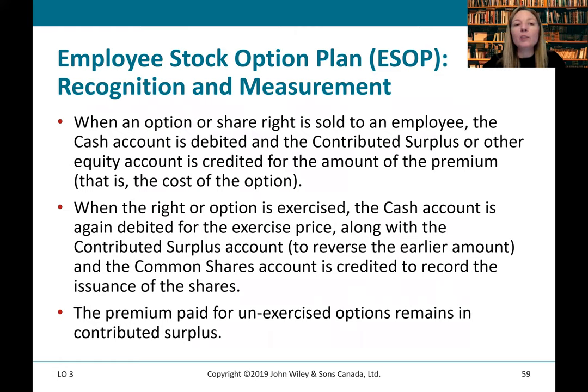So when an option or share right is sold to an employee, cash will be debited and contributed surplus will be credited for the amount of the premium. When the right or option is exercised, the cash account is again debited for the exercise price, along with the contributed surplus to clear it out, and the common share account will be credited to record the issuance of the shares. Any premium paid for unexercised options will remain in contributed surplus.